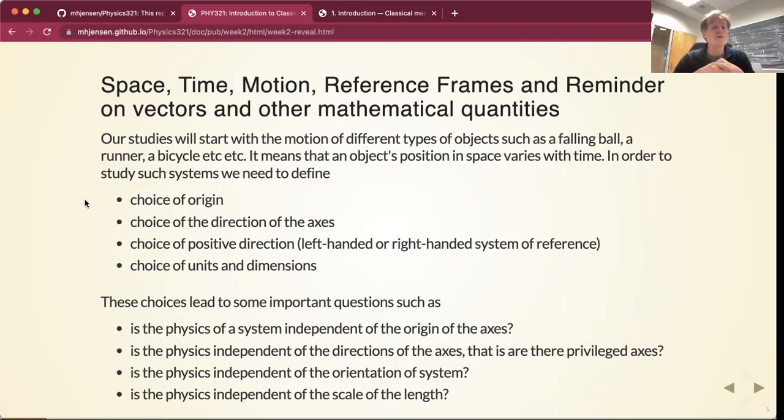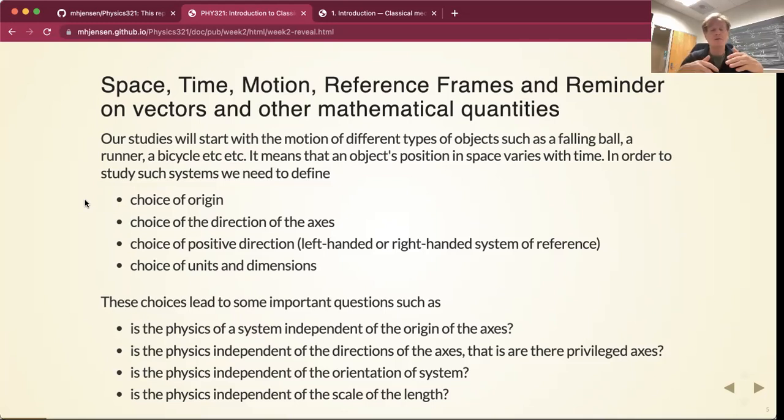Now, if we go back to physics here, one of the things which is important when we do classical mechanics, which is normally also called Newtonian mechanics, which means that we freeze out quantum mechanical degrees of freedom, or even relativistic degrees of freedom, is that the system is normally independent of the origin of the axes.